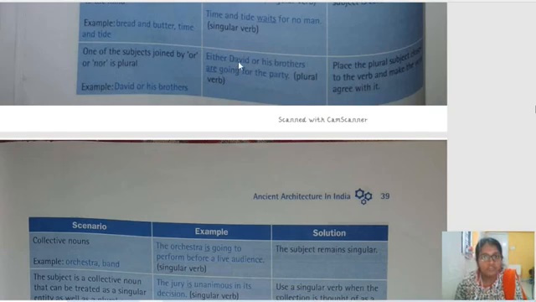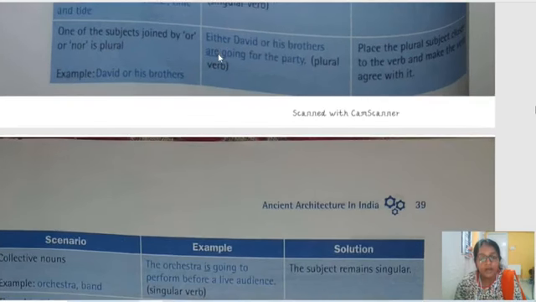In the previous class we were also discussing noun-pronoun agreement. Here also we have the same thing, like: either David or his brothers are going for the party. As I told you, whenever you get this either-or, neither-nor kind of forms, look at the word which is preceded by the auxiliary verb, the immediate word which is before the verb. If it is plural, then the verb also will be plural. If it is singular, the verb also should be singular.